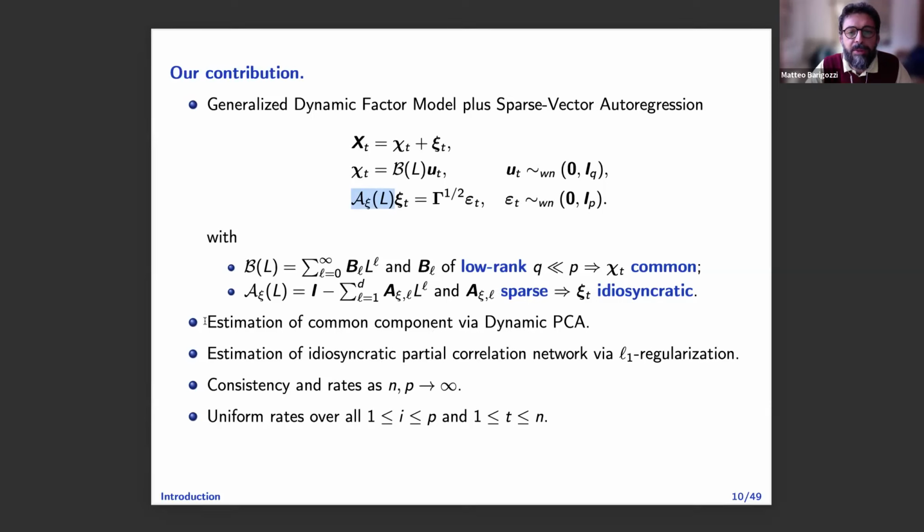Estimation will be through dynamic principal components to control for this term, and then estimating this sparse VAR, not exactly through lasso. I will show you that we use a different approach, which seems to be more convenient. What we prove is consistency of all the estimated quantities as N and T go to infinity. In particular, I want to stress the fact that we have a uniform rate of consistency. These are uniform over i and T, meaning this is a contribution to the literature of generalized dynamic factor models for which this result didn't exist.